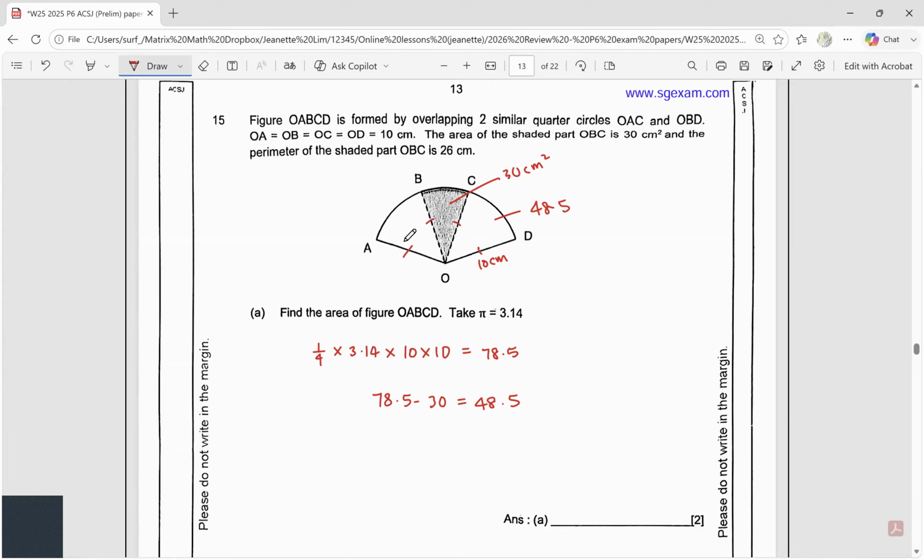This is also 48.5. So what you can do is to take 48.5 plus 30 plus 48.5. Or you can take this quadrant 78.5 plus 48.5, which is 127. Answer: 127 square cm.